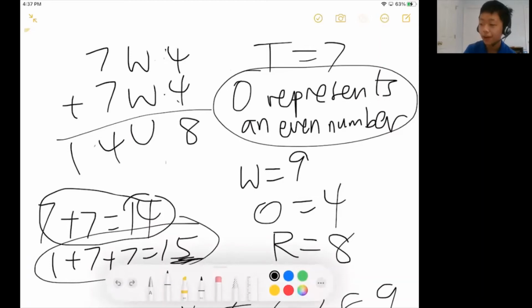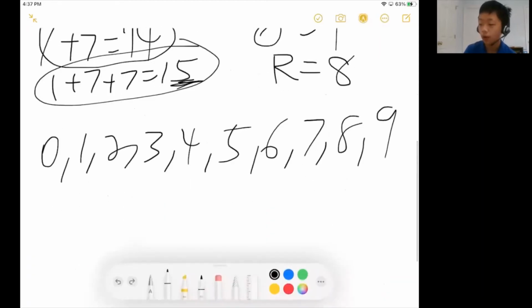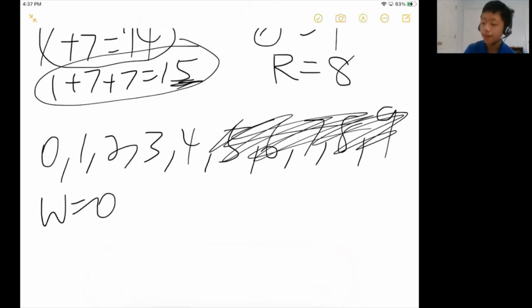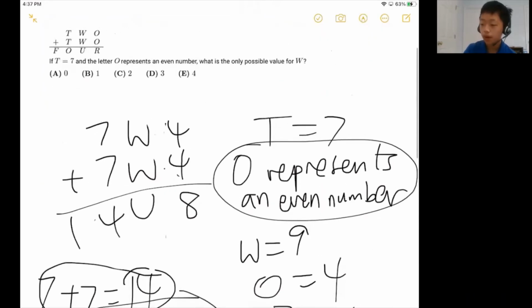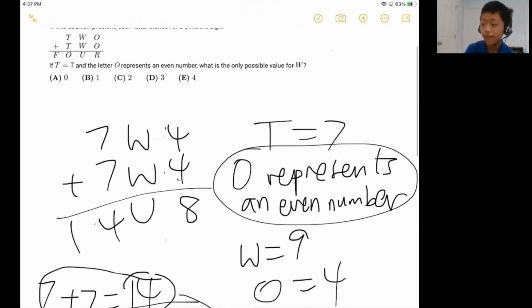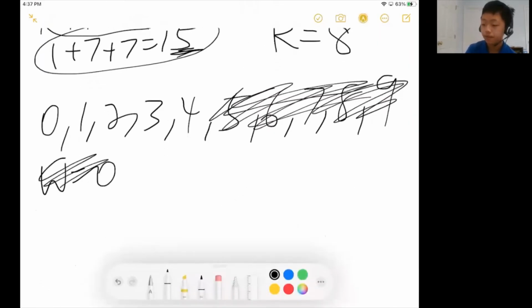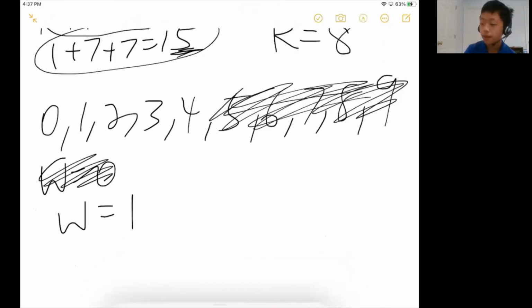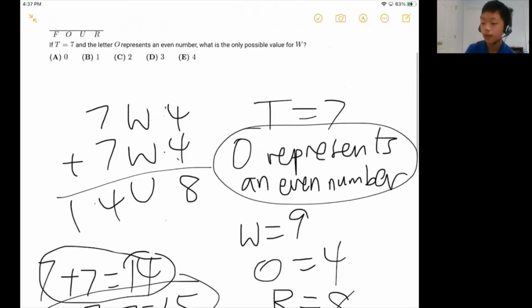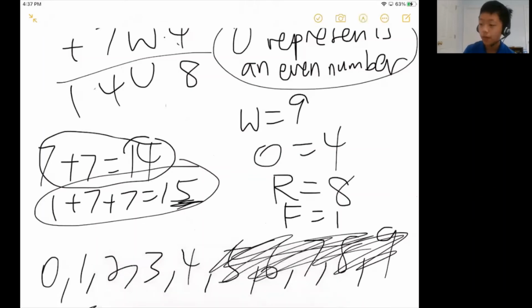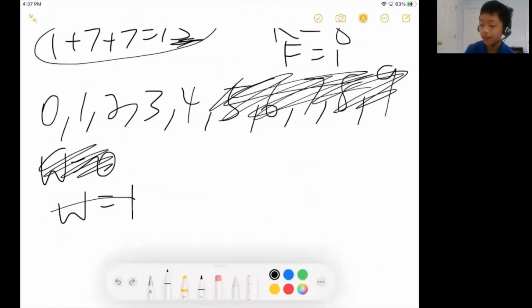So that would be illegal, which means we can ignore all of those values of W. Clearly if W equals 0, that doesn't work, because then U is also going to equal 0. But each letter stands for a different digit. So W cannot equal 0. Now, we can't let W equal 1 because we already let F equal 1 in this place over here. We can't repeat the number 1. So W equals 1 also doesn't work.